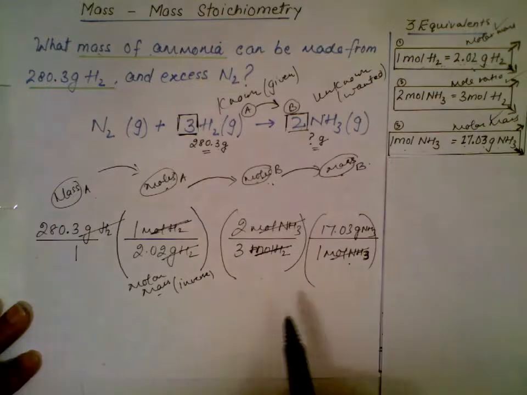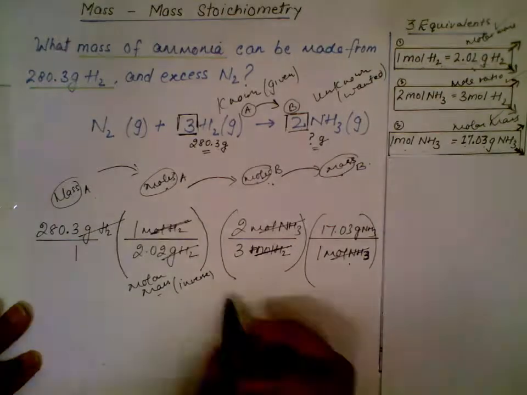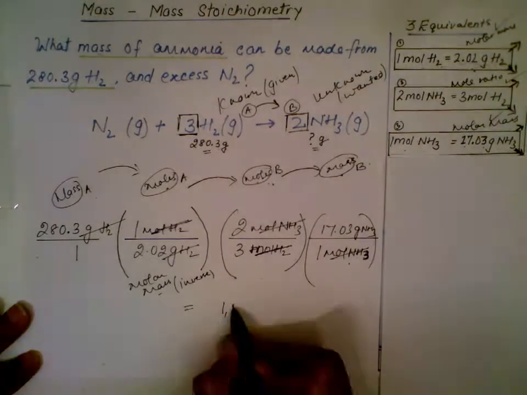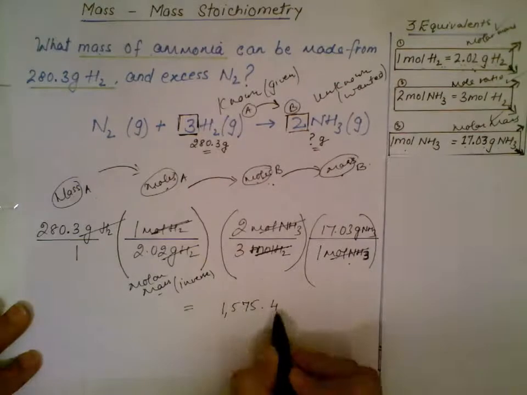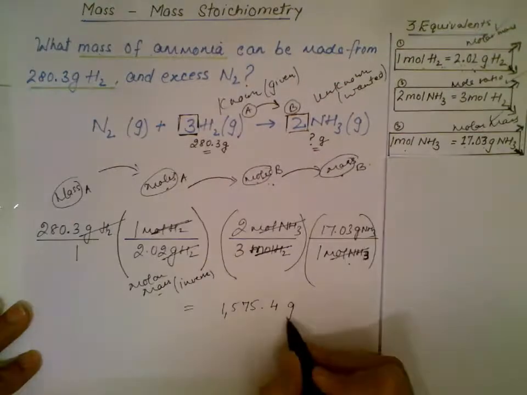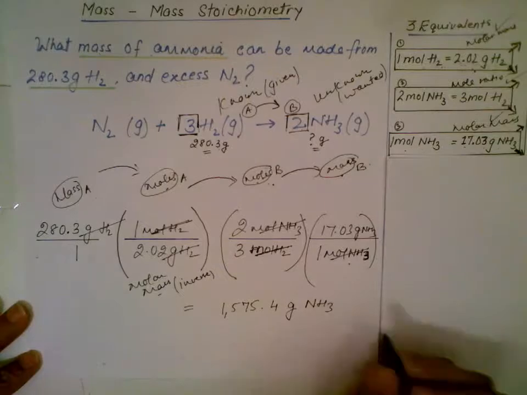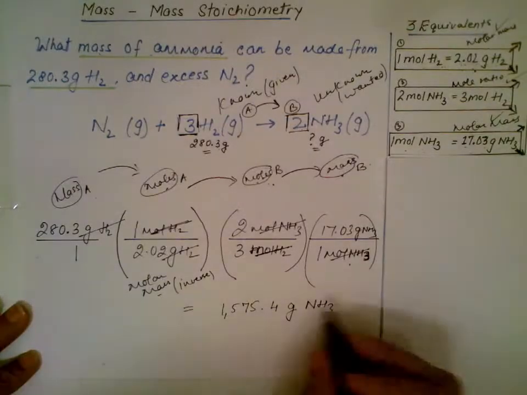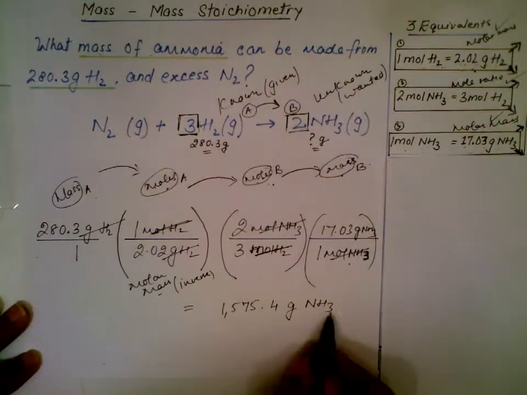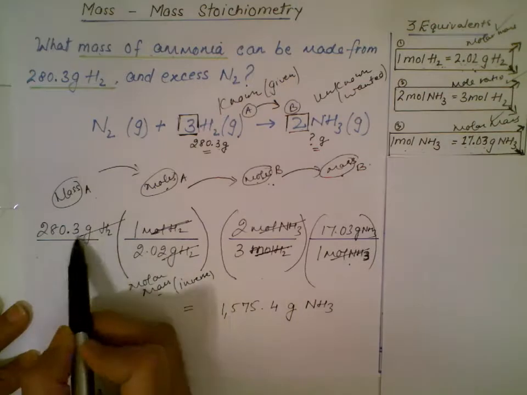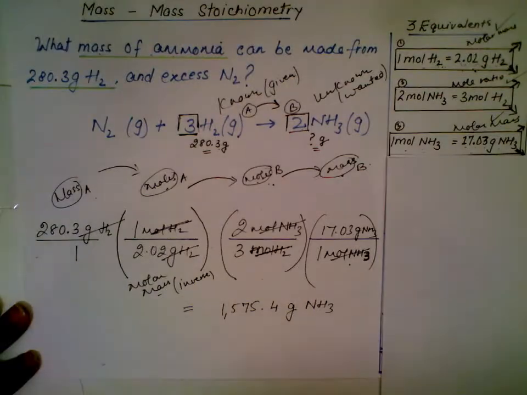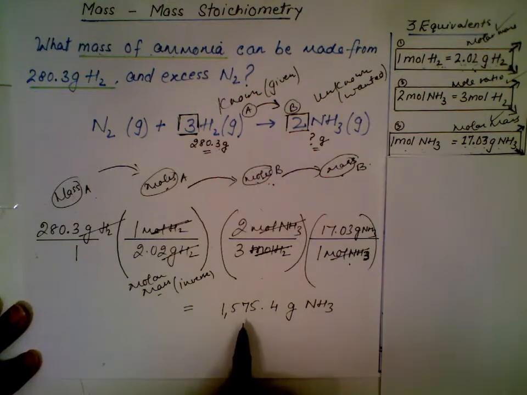Alright guys, now use your calculator, and when you plug in the values, you're going to get this number. And don't forget to write the units. Units are very important, and also the substance. What's the substance we are talking about? Here, these many grams of ammonia are produced when 280.3 grams of hydrogen is consumed in the reaction with nitrogen and hydrogen.